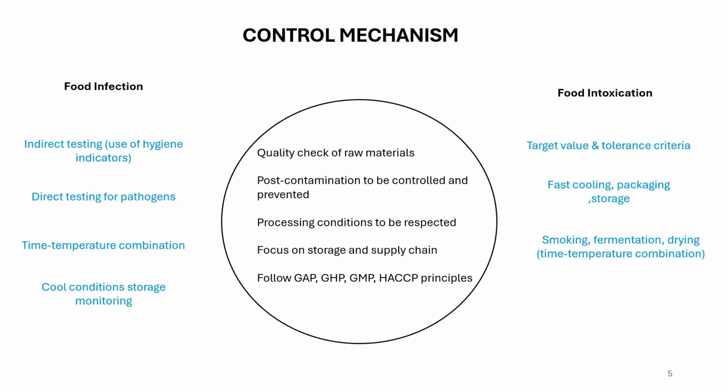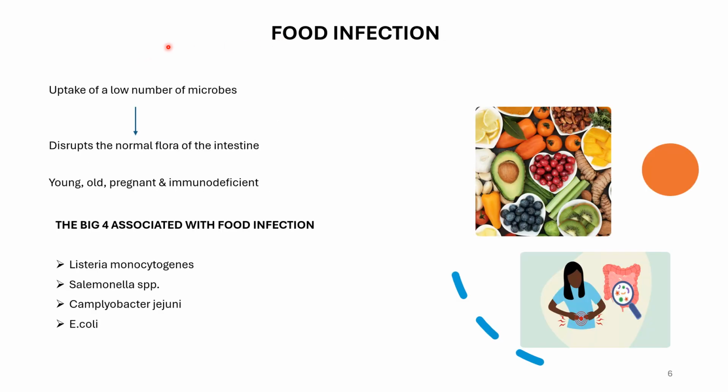Let's talk about the first type of food poisoning, which is called food infection. Food infection is caused by uptake of a low number of microbes. Now, these microbes disrupt the normal flora of the intestine, meaning they are readily able to invade the host body. What type of hosts are susceptible to food infection? Young, old, pregnant, and immunodeficient. Here, in case of food infection, the microbe itself is responsible for causing disease or its symptoms in the host.